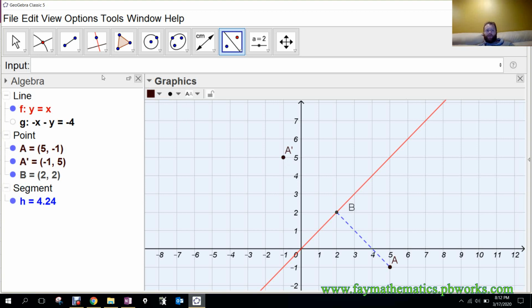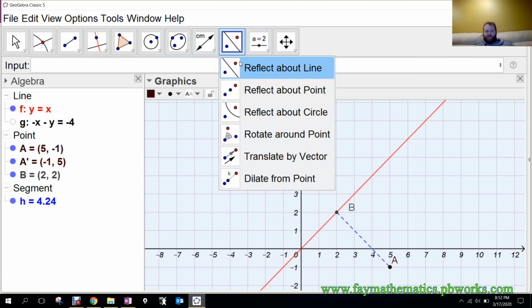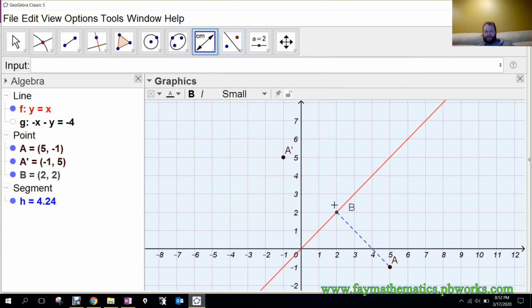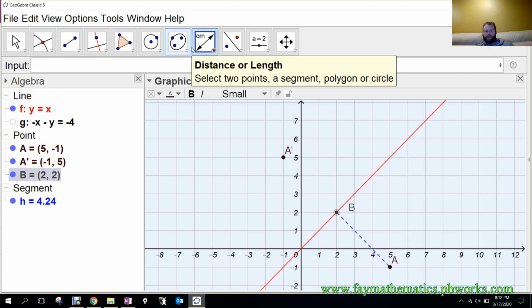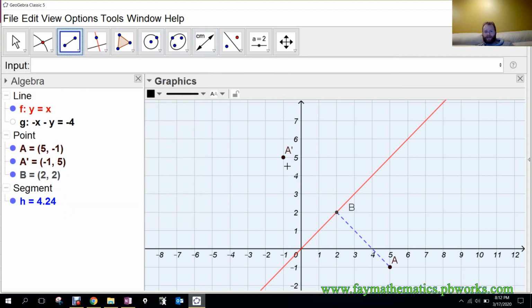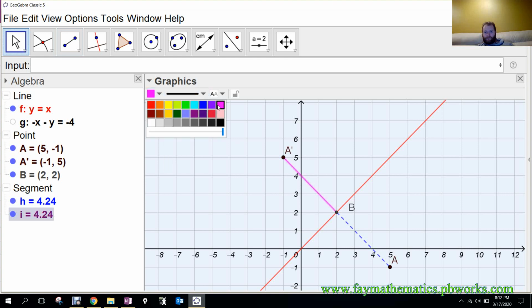Now, what I want to do here is talk about the distance that A prime is from the red line. So if I look at this segment right here, that black one, let's make it that color. You see that purple line is the same as the blue one. So that means that A's distance from the line and A prime's distance from the line is the same. So distance is preserved.